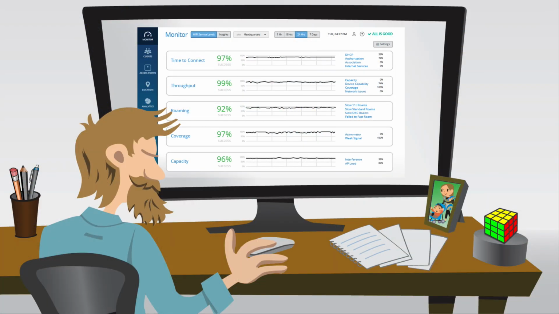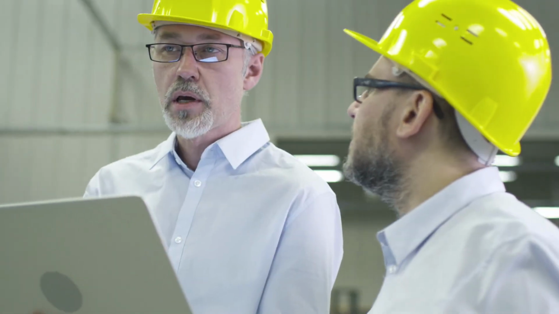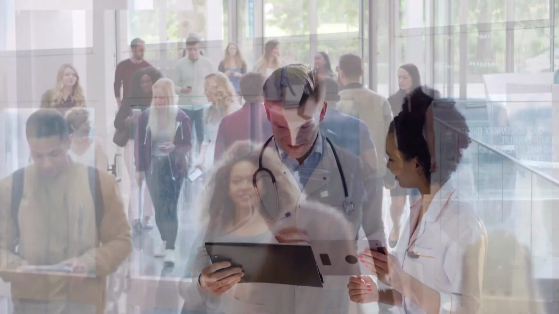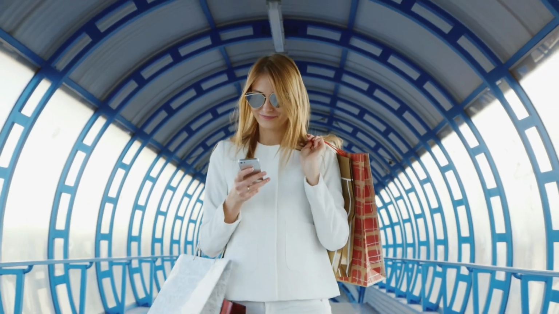Myst assures that your network is performing at its peak and your users are happy. With Myst, the Wi-Fi experience is finally predictable, reliable, and measurable. This is the new wireless network designed for the smart device era.